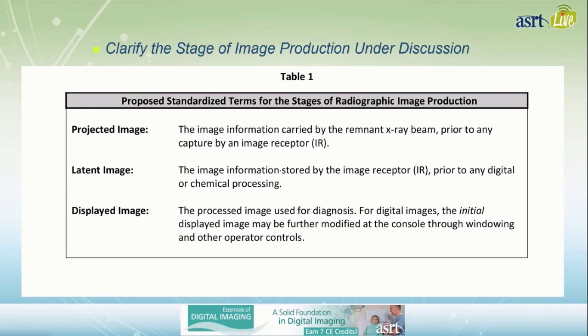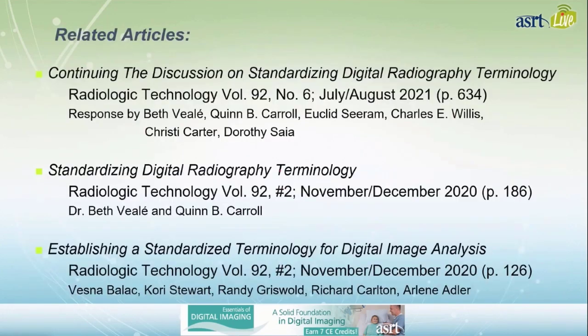And we defined it as the image information carried by the remnant beam prior to any capture by the image receptor. Then we define a latent image as that image that is stored by the detector. But in digital, this process only lasts for a few seconds. The displayed image is the processed image used for diagnosis. For digital images, the initial displayed image can then be further modified through windowing and leveling and other operator controls. Really important distinction to make between the projected image qualities and the displayed image qualities.